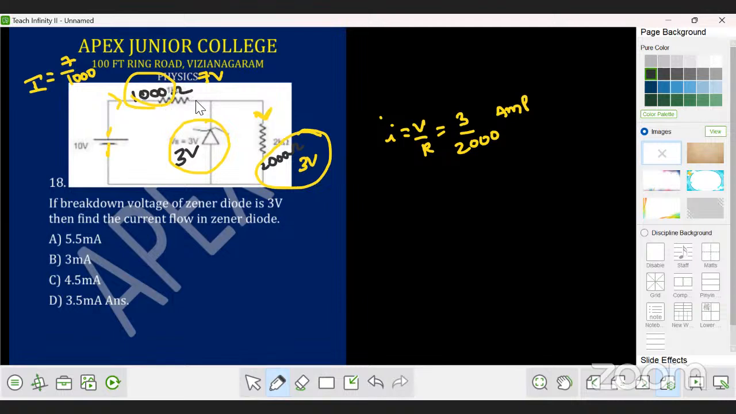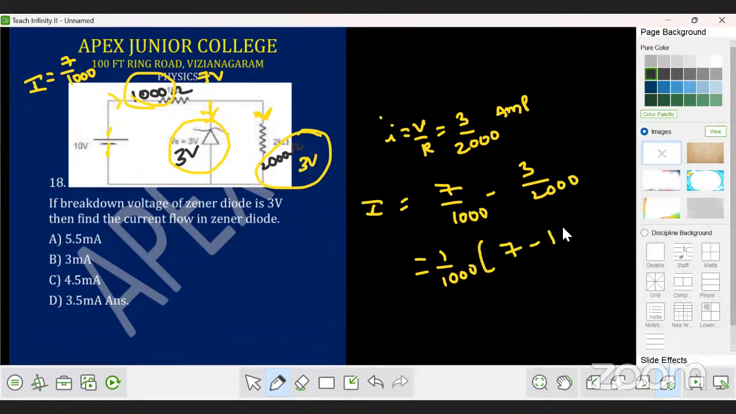So out of the total current, the remaining current will go through the Zener diode only, na? So the current going through the Zener diode will be simply 7 by 1000 minus 3 by 2000. Of course, if 1 by 1000 is common here, then 7 minus 3 by 2 will be 1.5. 7 minus 1.5 will be 5.5. 5.5 by 1000. By 1000 means it will be 10 power minus 3 only, na? That is milliampere. So the current will be 5.5 milliampere.